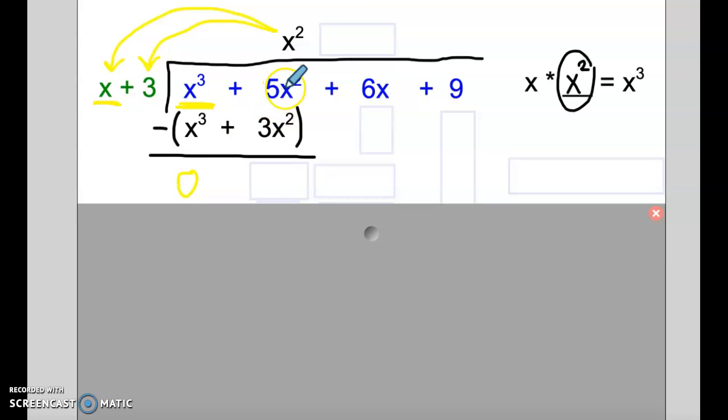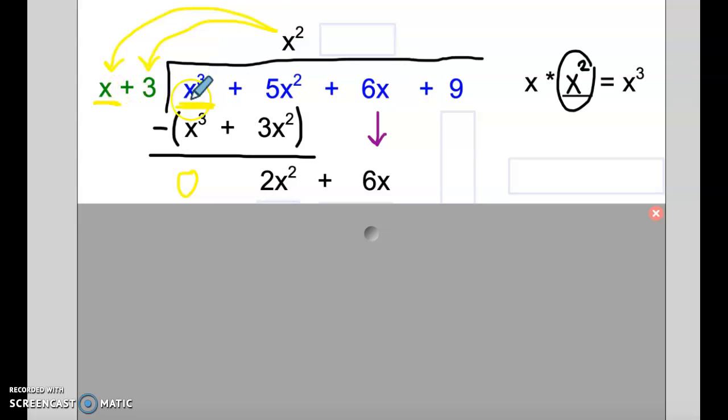This isn't 5x squared plus 3x squared. That's why I put these parentheses so I can remember it's 5x squared minus 3x squared. 5x squared minus 3x squared is going to give me 2x squared. After we subtract, remember to bring down my next term, which is 6x. And then remember, I start all the way over.